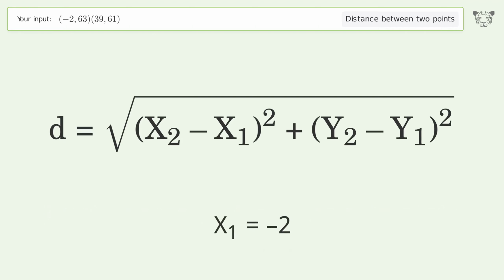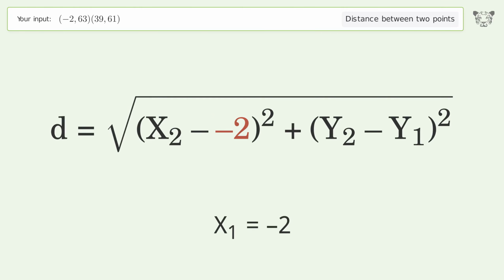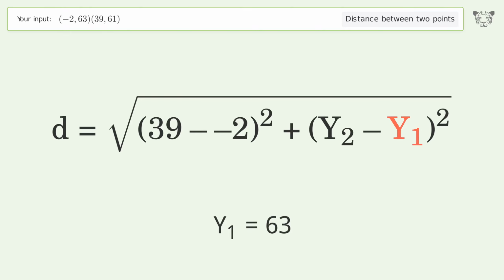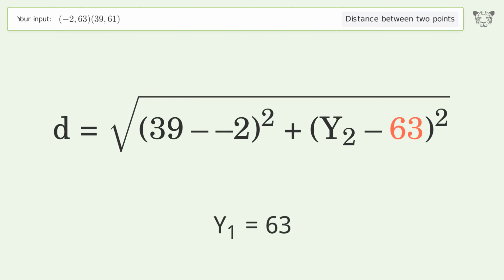x1 equals -2. x2 equals 39. y1 equals 63. y2 equals 61.